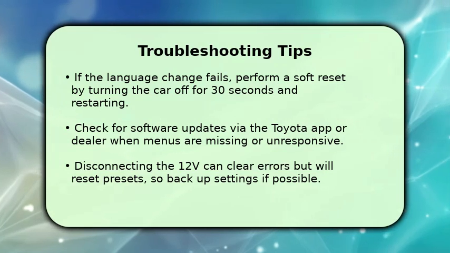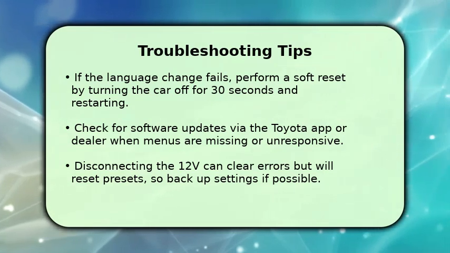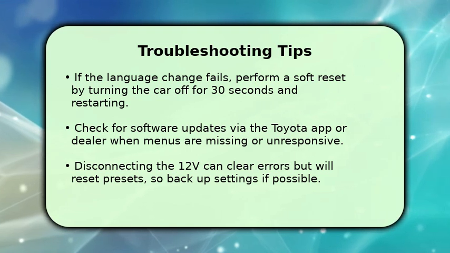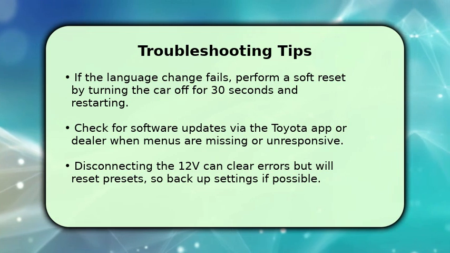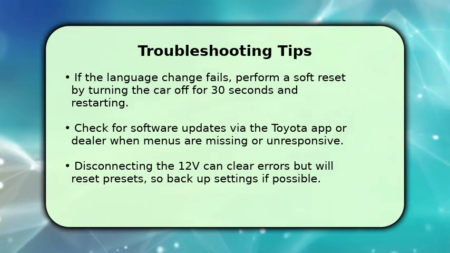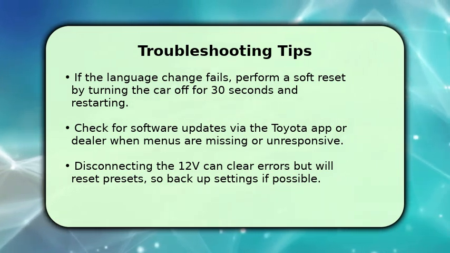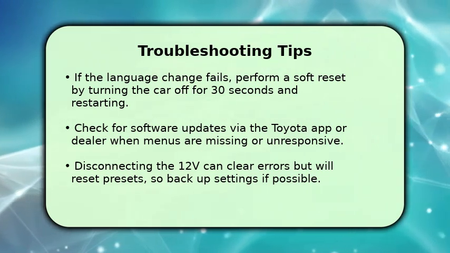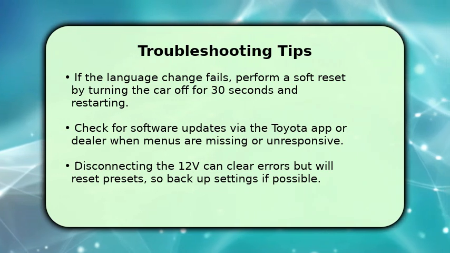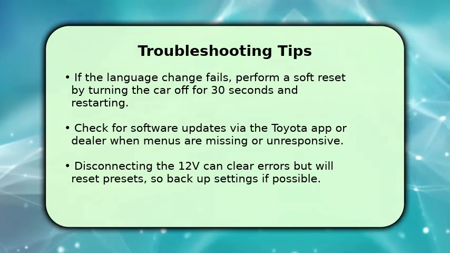If language fails to change, try a soft reset by turning the car off, waiting 30 seconds, and restarting the system. Check for available software updates via the Toyota app or dealer if labels are missing or menus are unresponsive. Disconnecting and reconnecting the 12V can clear persistent errors, but only if you're comfortable and no radio presets will reset.